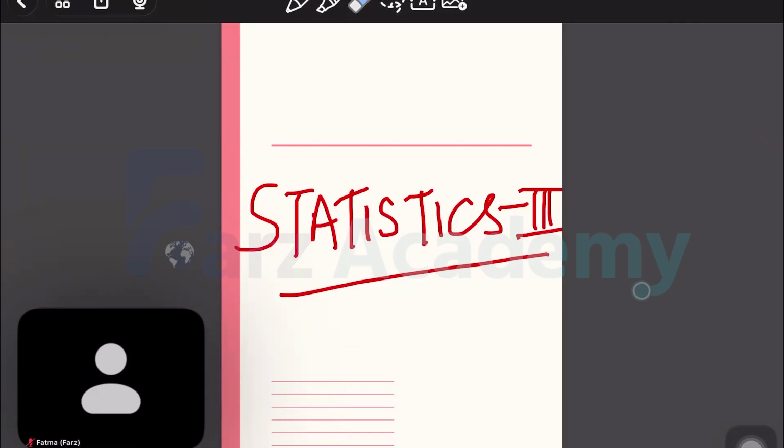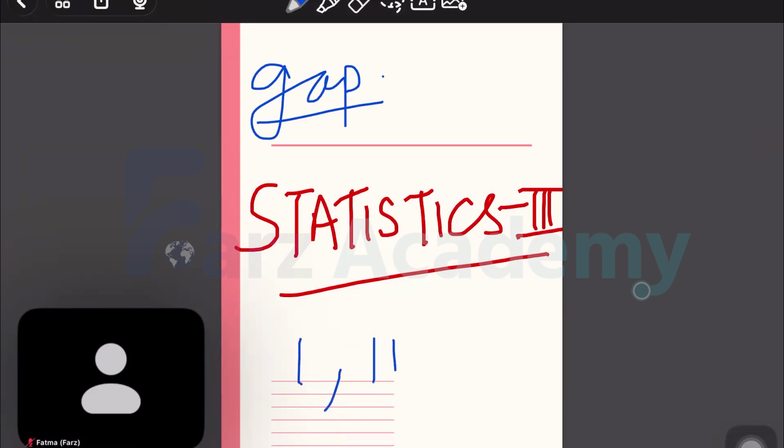Let's start with session 3 on statistics, which would be the final session on statistics. There has been some gap between the two classes. I hope there is a little bit of revision of whatever was covered in the first and second class so that today's class becomes more approachable and easily graspable.